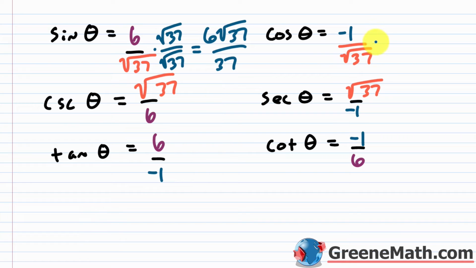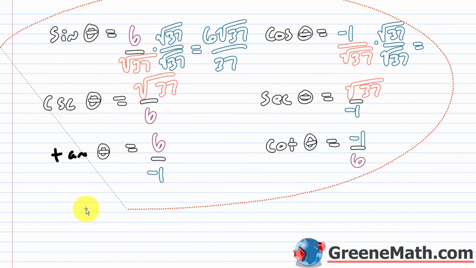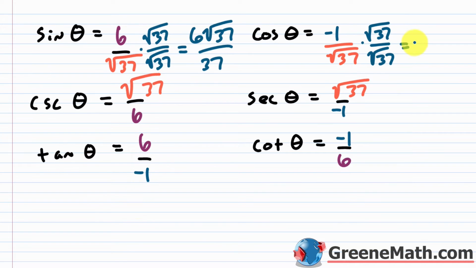For the cosine of theta, again, I need to rationalize the denominator. So this is times the square root of 37 over the square root of 37, which would give me the negative of the square root of 37 over 37. And then down here, this one's fine as it is, the cosecant of theta. You can just leave it as the square root of 37 over 6.